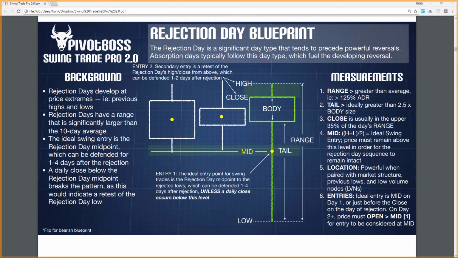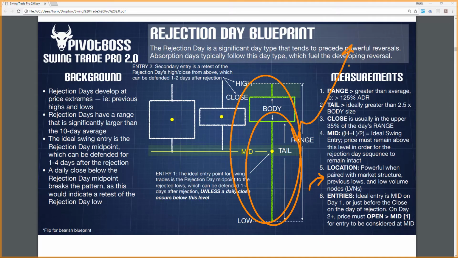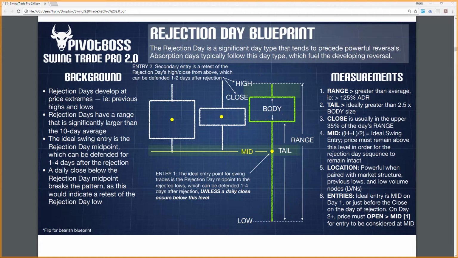The other thing is the location. This pattern is powerful when it's paired with market structure, previous lows, and low volume nodes. So anywhere where there's rejection seen, if this pattern develops at a major point of emphasis in a chart, say at support, at an LVN, or again, market structure support, those areas are very, very powerful. It can even be in the PIMA trigger zone in an uptrending market. Pullbacks to the moving averages, seeing this type of pattern, provides a very good buying opportunity as long as that midpoint remains intact.